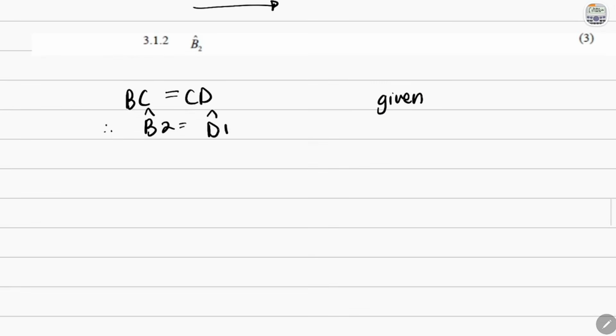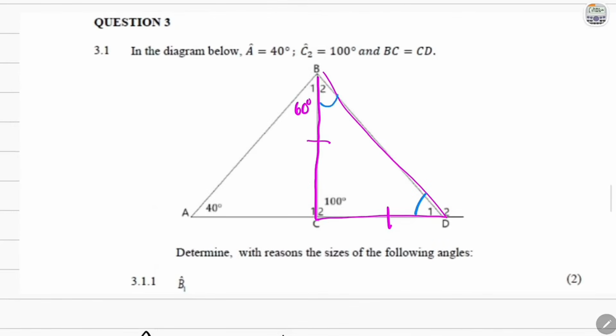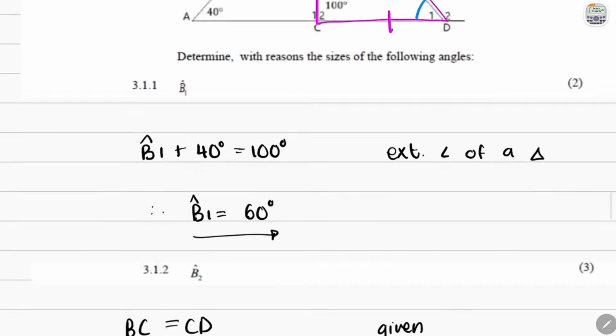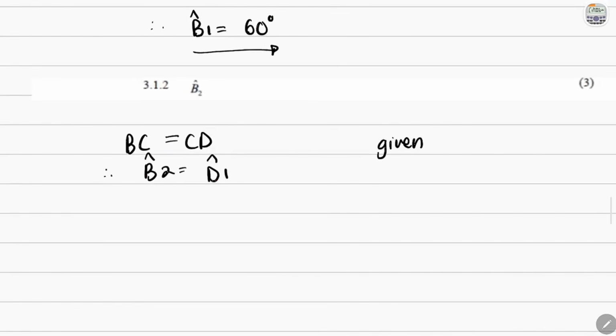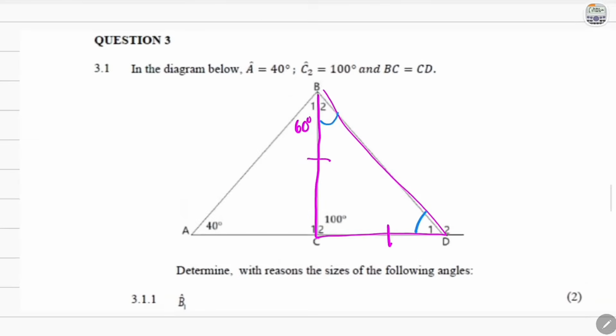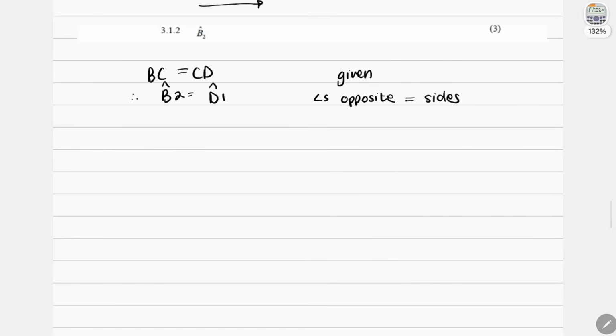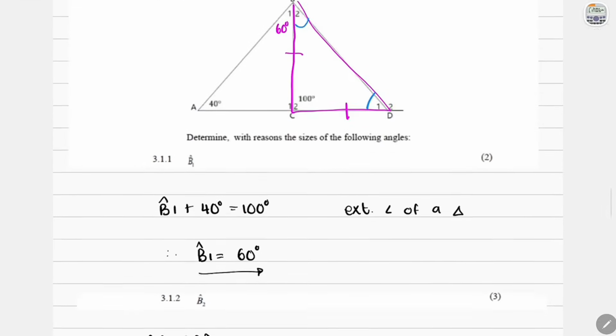So angle D1. And the reason we give is not isosceles triangle, but rather angles opposite equal sides are equal. As we saw, the angles that lie right opposite these equal sides are also equal to each other. We can also just leave that as angles opposite equal sides.